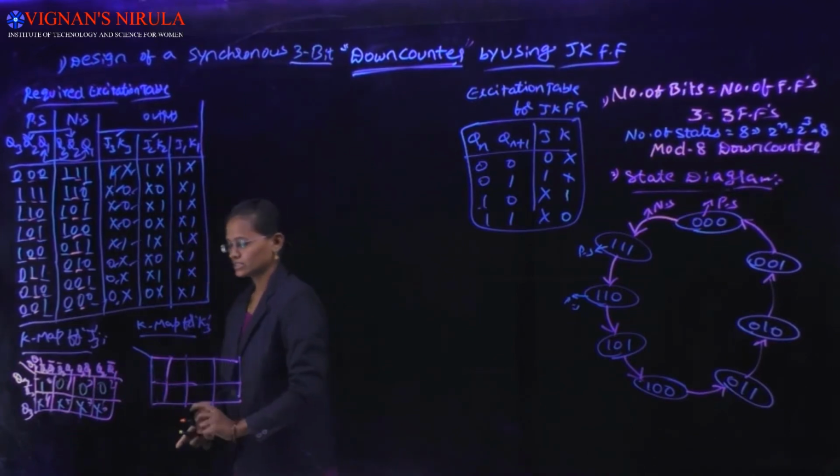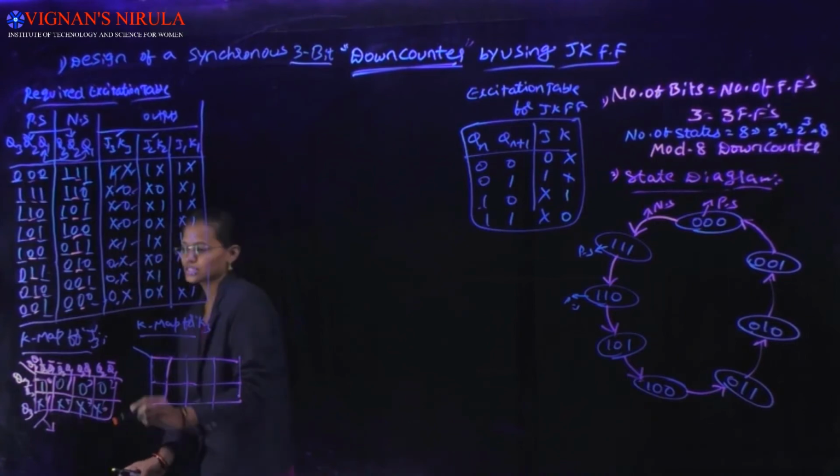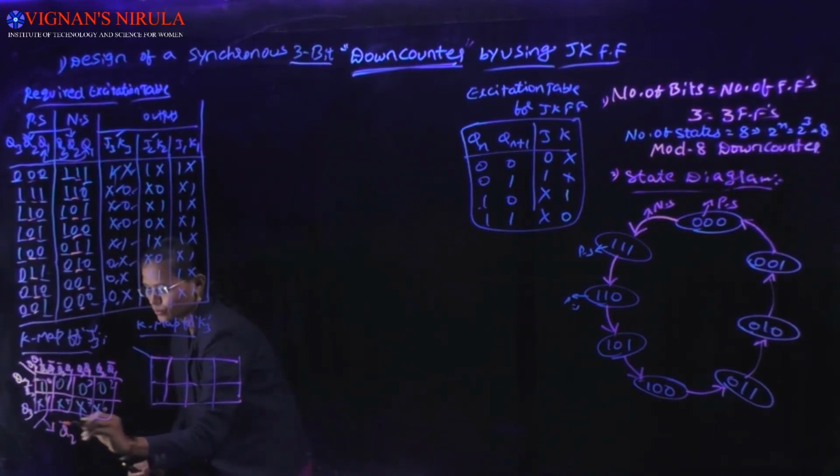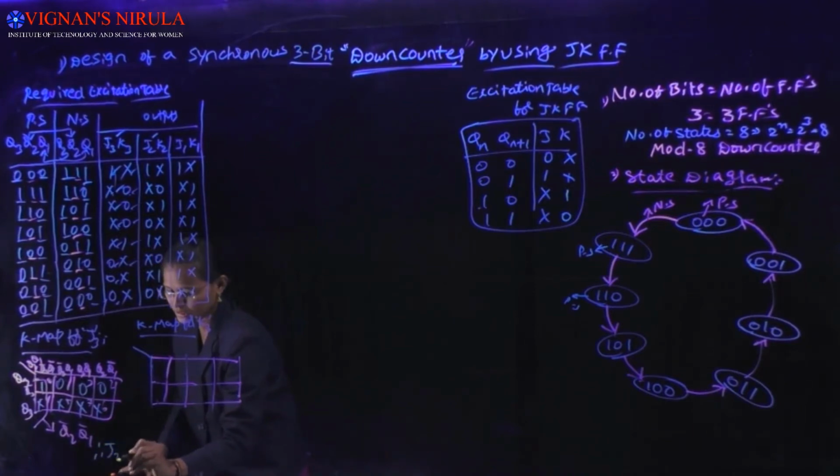Okay, here the grouping is 0 and 4. This output is Q2 bar, Q1 bar. Then finally J3 equal to Q2 bar, Q1 bar.